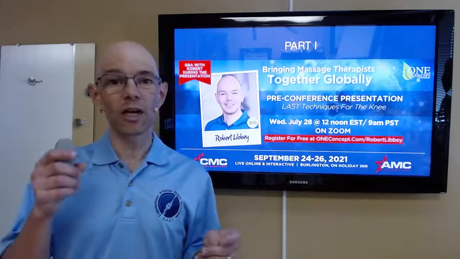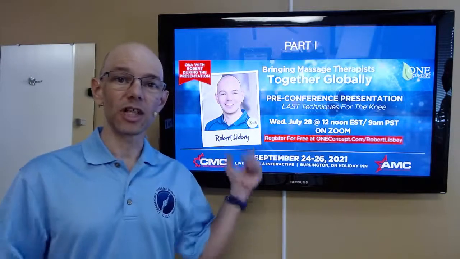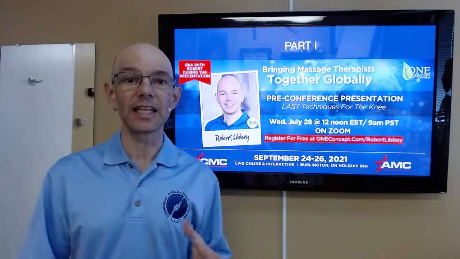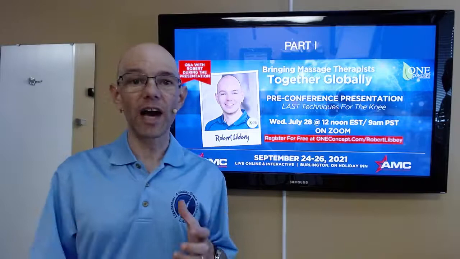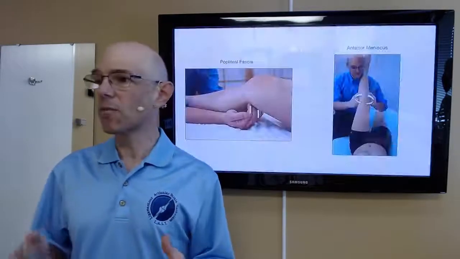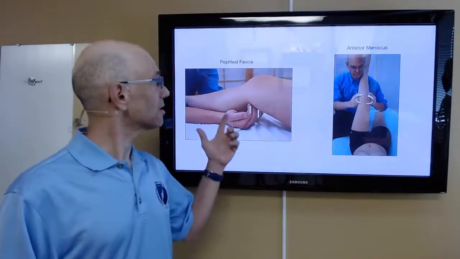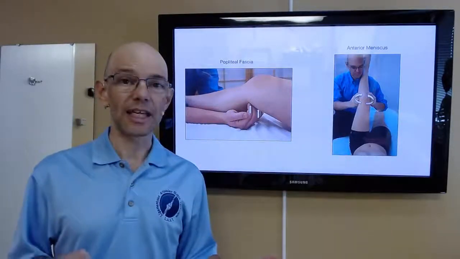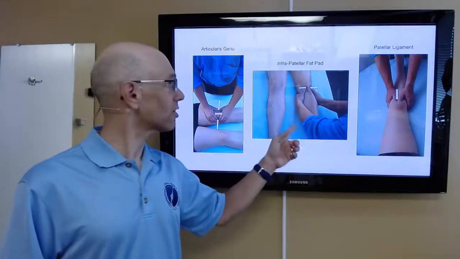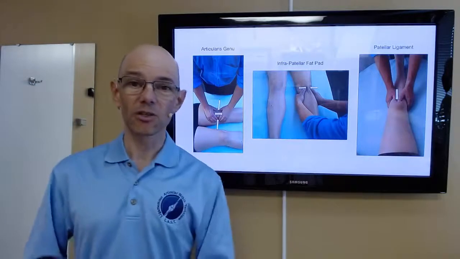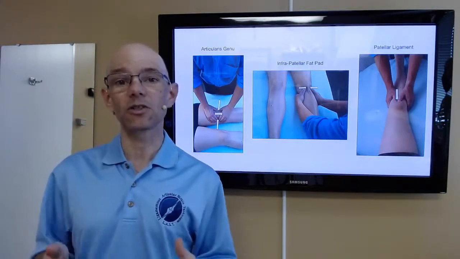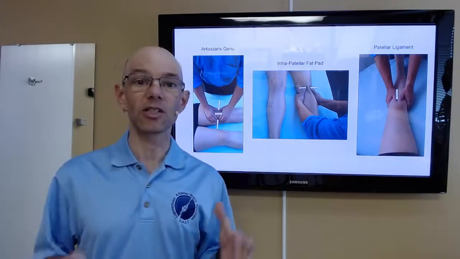If you were with me in July, I taught you ligamentous articular strain techniques for the knee. We took more of a fascial perspective in looking at treatment techniques for the knee. We looked at popliteal fascial tissue, how to treat the anterior meniscus, articularis genu, the inferior patellar fat pad, and the patellar ligament. So that was part one of ligamentous articular strain techniques for the knee.